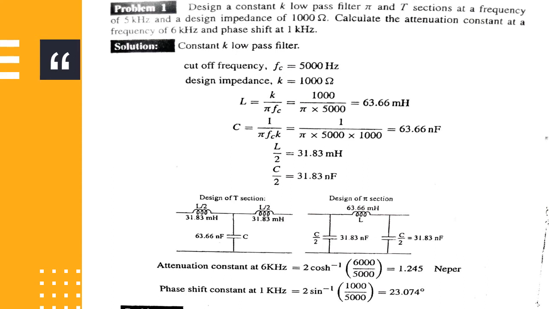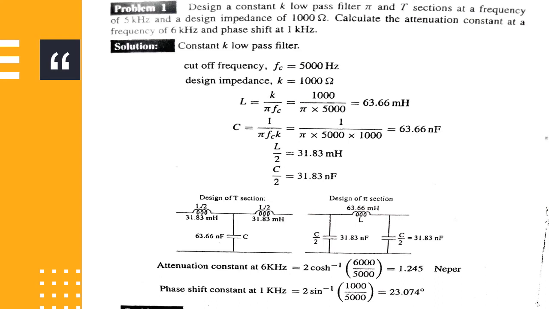The capacitor value is 1 by pi into FC into K. 1 by pi, 5000 and 1000, you will get 60 nanofarad. Now, the thing is that we are interested in L by 2 and C by 2. So whatever L you are having, divide by 2, and whatever C you are having, just divide by 2. These two values just substitute in the designing section. Now, what is the additional part here?